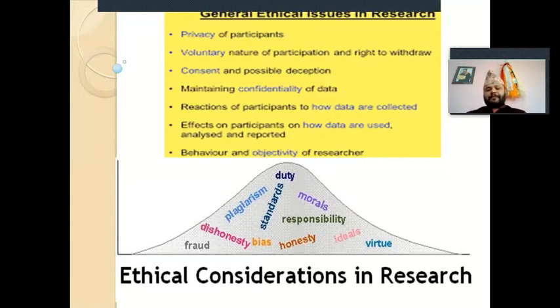Okay. And voluntary nature of participation and right to withdraw. If any research participant, even if they are your vital participant, wants to quit at any point of the research process, then it has to be voluntary. People can withdraw anytime.